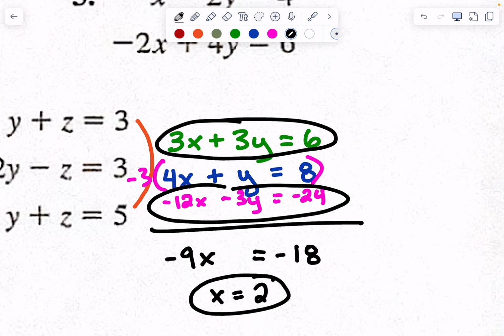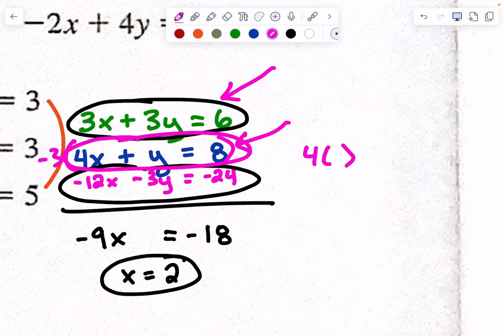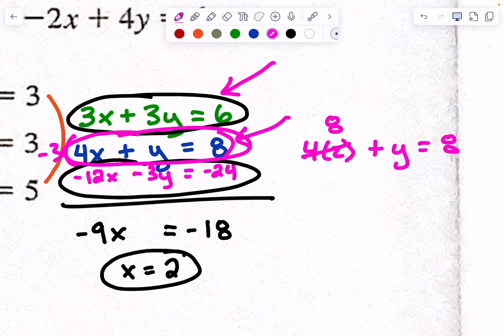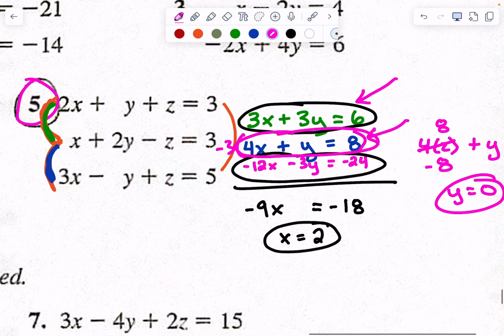So now we work backwards. We go back to either of these 2 equations, plug 2 in for x and solve for y. Then we take that x and y and solve for z in one of the other ones. So the second one, 4x plus y equals 8. x is 2, so y is 0, because 4 times 2 is 8. If we subtract 8, y is 0. Hey, that's okay.